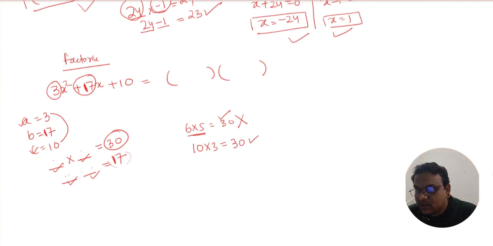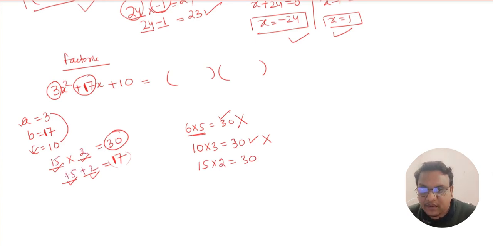Now this is also not fitting in this. But when I'm saying 15 times 2 equal to 30, yes, this will work, because 15 times 2 is 30 and 15 plus 2 is 17. Got it? So we got two numbers, one is 15, one is 2.